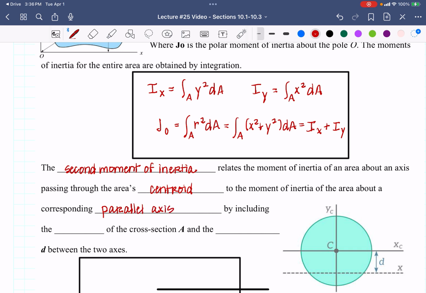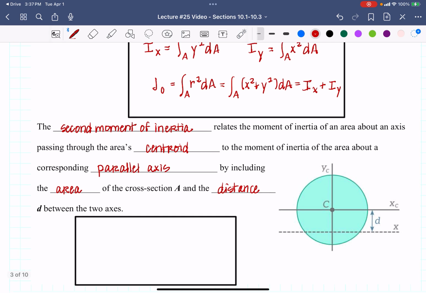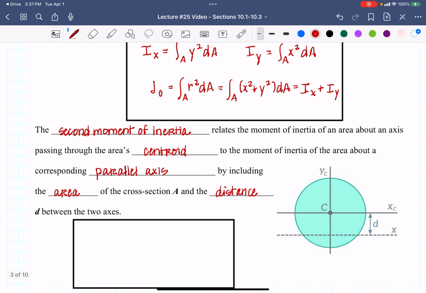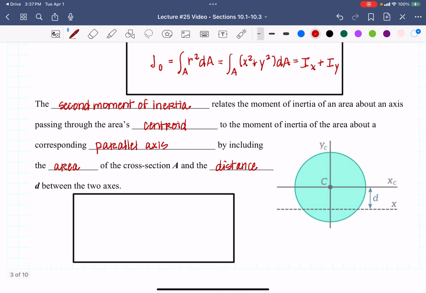By including the area of the cross-section A and the distance D between the two axes. This is also called the parallel axis theorem. So what this equation looks like, if I am using the information up above and I've got this picture to the right, those equations are going through the centroid. If I want it anywhere but the centroid, I need to use this other equation.